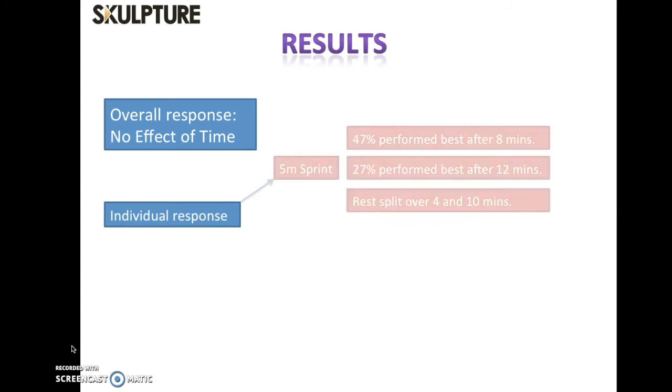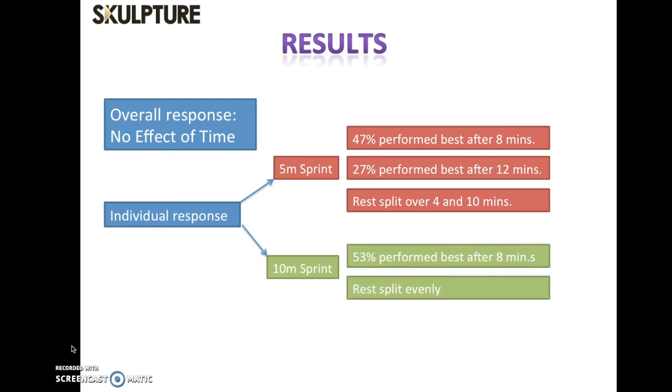When they did this, they found that with regard to the 5 meter sprint, 47% of the athletes performed best after 8 minutes of recovery, post the preload conditioning or the preload lift. 27% of them then performed their best after 12 minutes, and the rest was split evenly over the 4 and 10 minute time points.